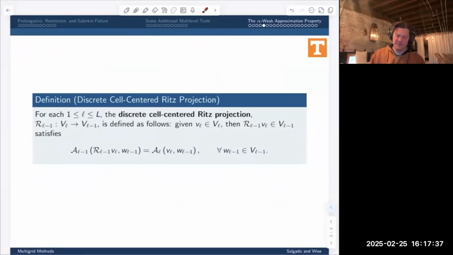All right, now I want to define something called the discrete cell-centered Ritz projection. We defined a Ritz projection in the finite element setting.